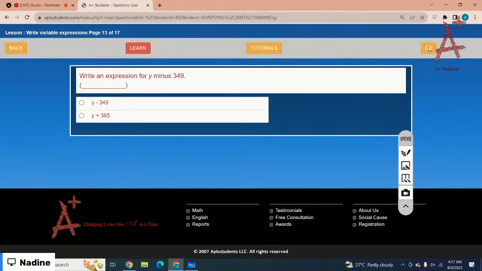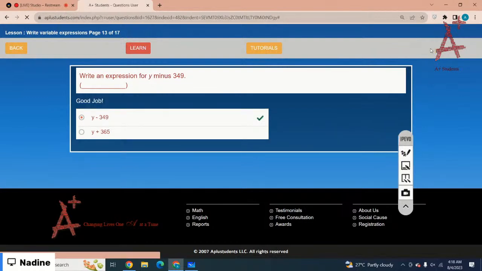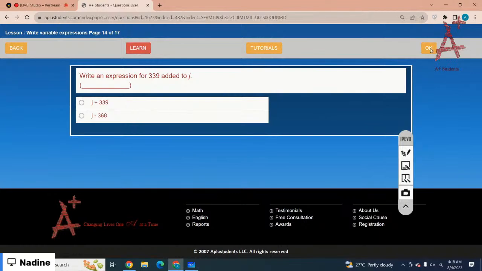Write an expression for Y minus 349. So option number 1 is the correct option. It would be Y minus 349. Write an expression for 339 added to J. So which is the correct option? That means you have to add, it would be J plus 339, right?